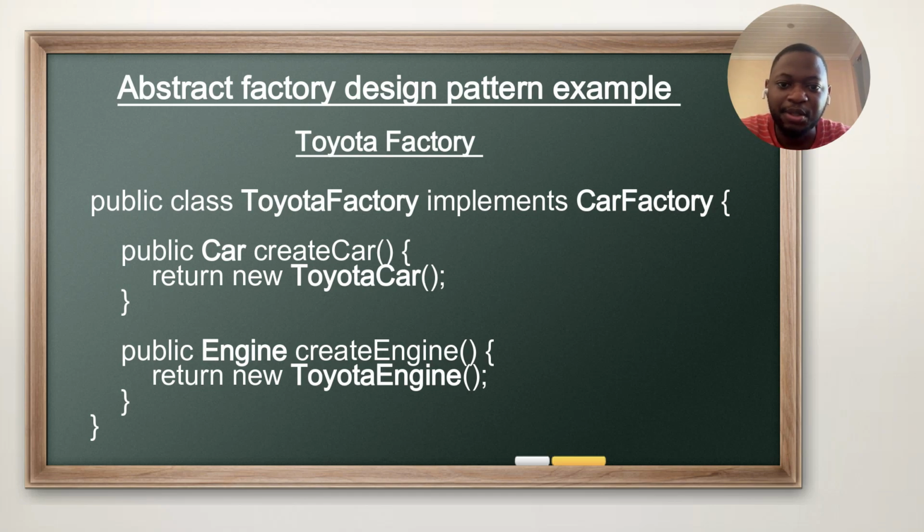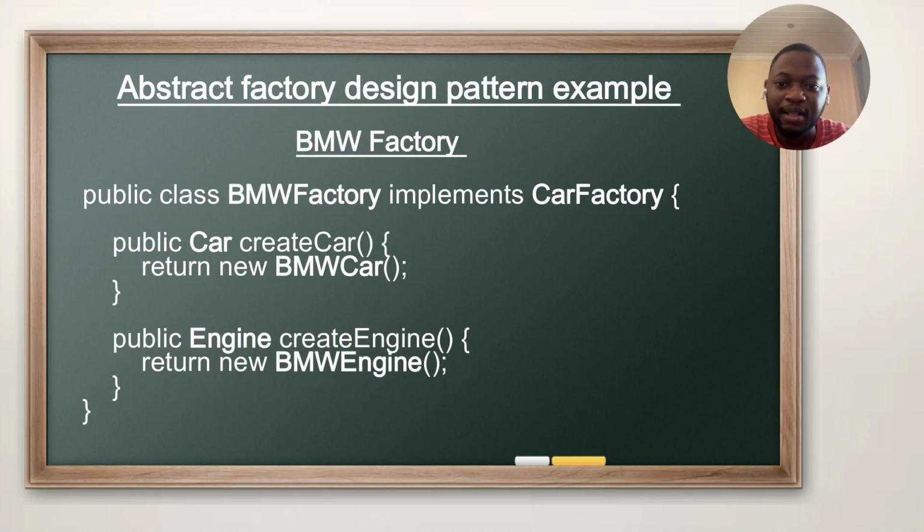This is the Toyota factory, and then we have a BMW factory that implements the car factory interface. We are required to implement the create car method as well, and we just return the new BMW car object. Below that we are required to implement the create engine method, and we just return the new BMW engine object. Let's go to the next slide.